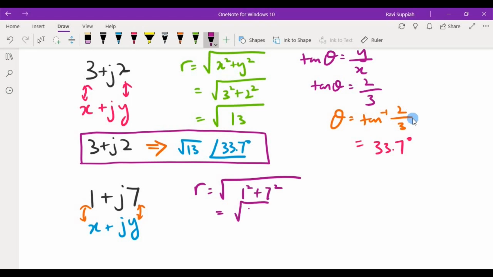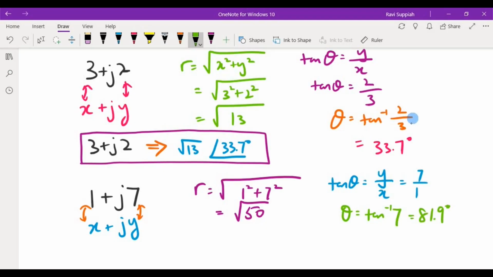Square root of 1 plus 49 will be 50, which you can just leave as that for now. And tangent theta is equal to y over x, which is 7 over 1. So theta is equal to inverse tangent of 7, which is 81.9 degrees.